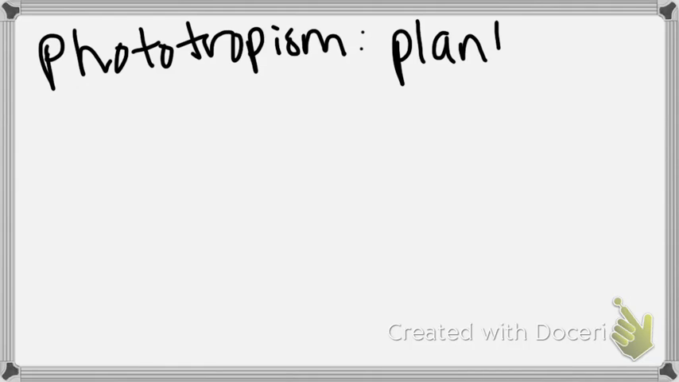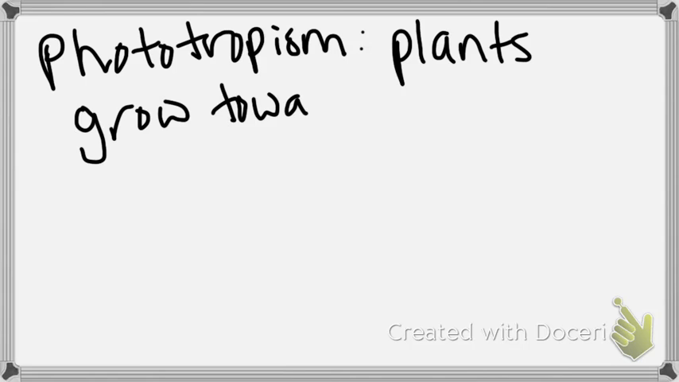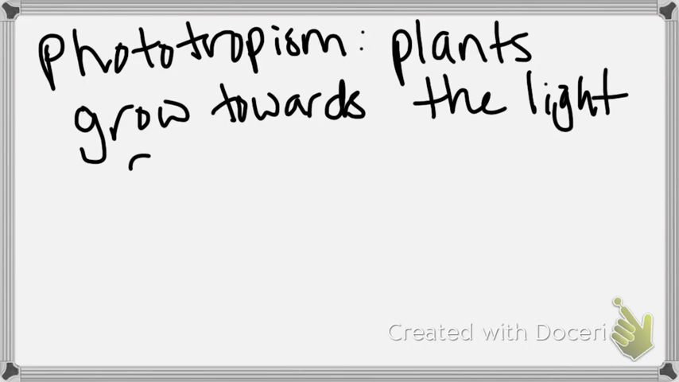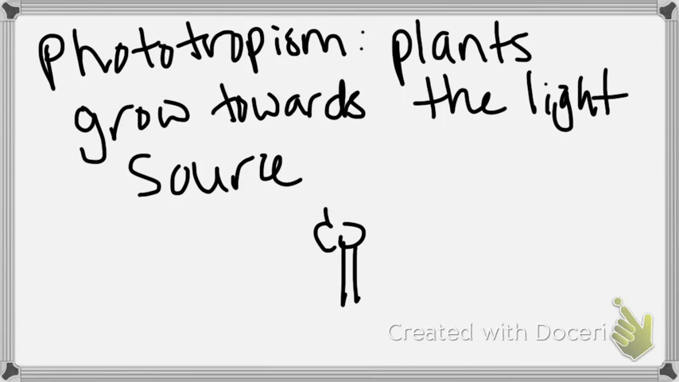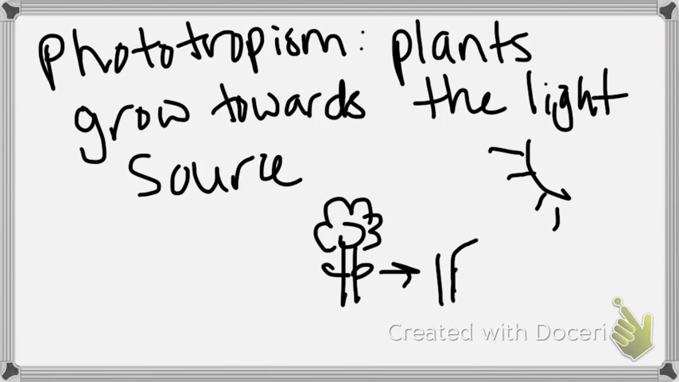So plants grow towards the light source. So for instance, if we put our plant on a windowsill and the light source is over here, over time our plant is going to bend and grow towards the light so it's able to capture the light. So in phototropism, plants grow towards the light. You should remember that one, probably from junior high.